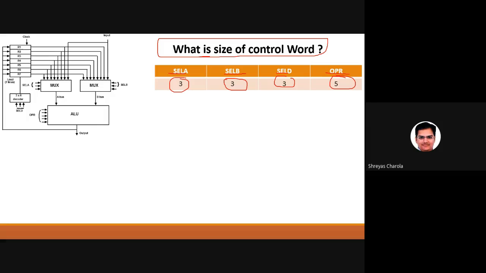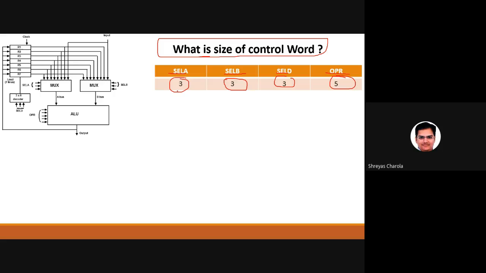Why the 3 and 5? So 3 is for the register selection, and 5 is for the operation, the opcode, in the ALU. Okay. Good then.